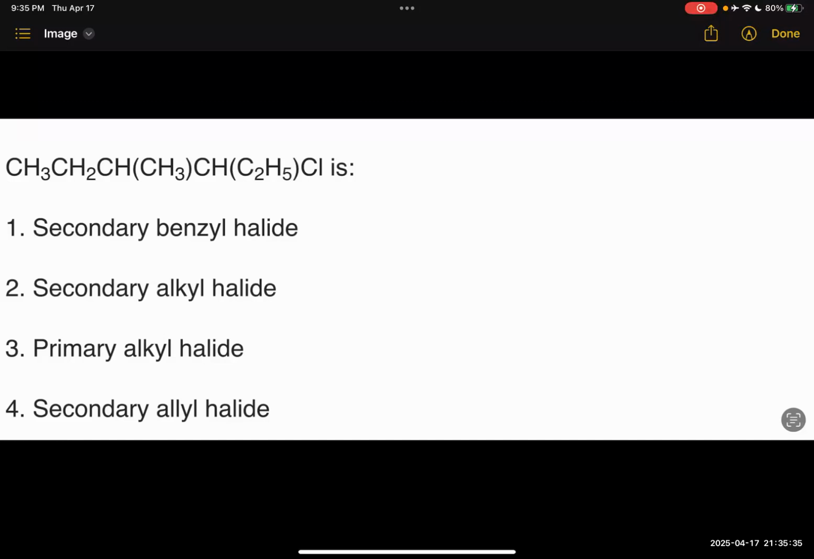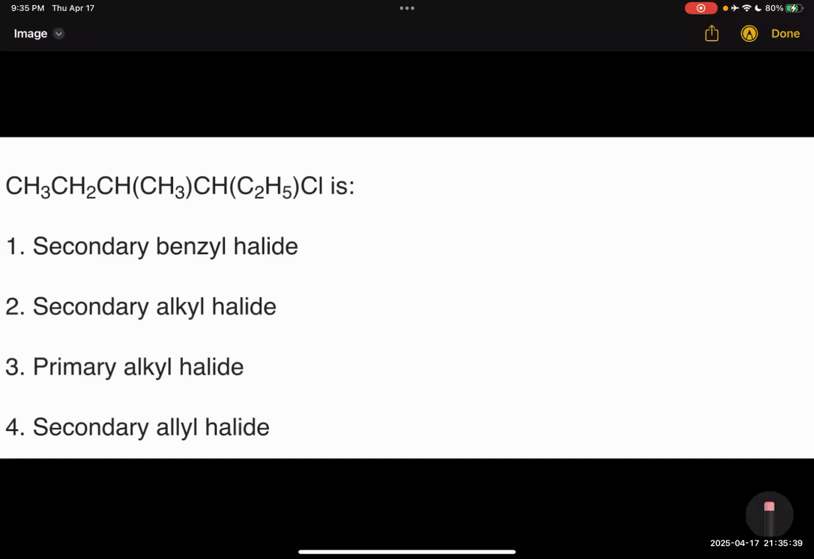Quickly you can tell me, based on the basic definition which we discussed, what type of halide is it? Are you able to see the question?